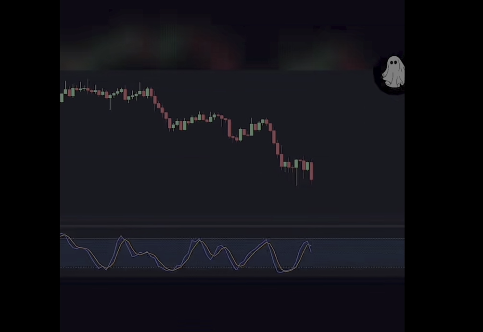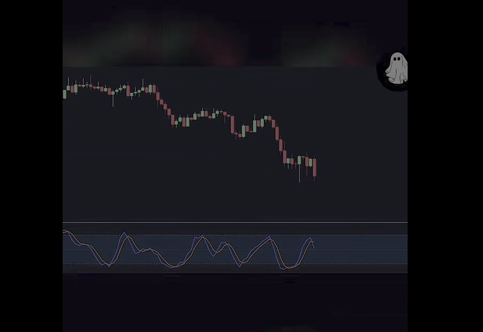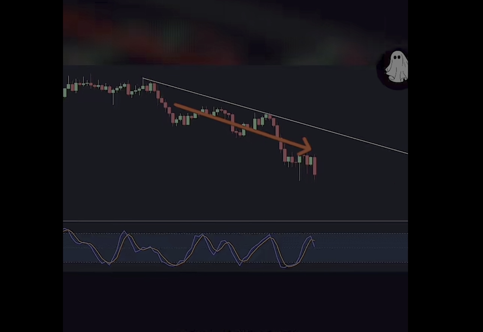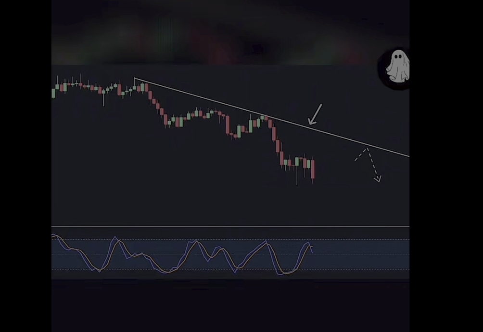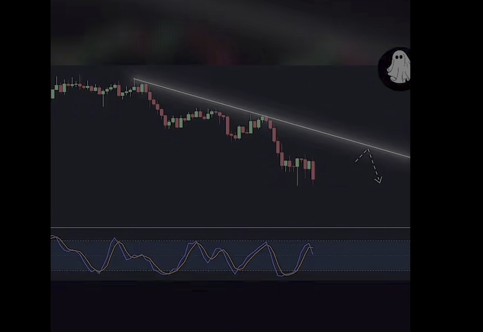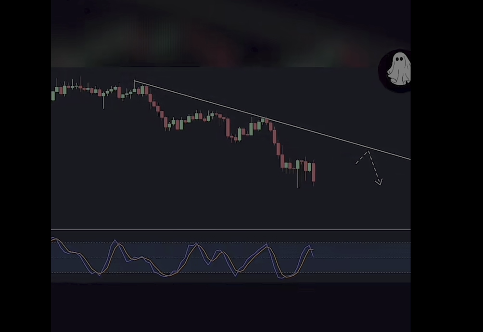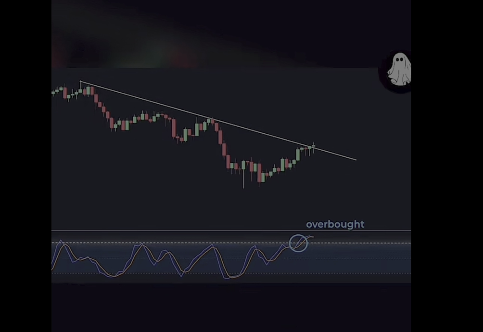In this chart, we already have our stochastic with the custom settings applied. Next, we can see an obvious trend line at these swing highs, so just draw it right there. Now, since the overall trend is heading down, the setup we're looking for is price bouncing off this trend line to the downside. That's why we only draw the trend line above and didn't need to draw the one below. Next, we wait for price to approach the trend line while the stochastic crosses the overbought line.